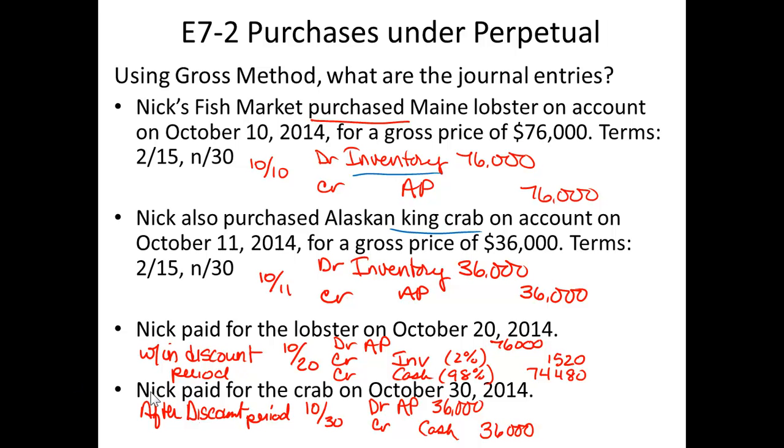Since he paid for the lobster within the discount period, notice he debits accounts payable, but the biggie that you want to look at is he's going to credit inventory because the inventory really didn't cost $76,000 because he got a 2% discount for paying early. So you reduce the inventory account by the amount of the discount and only pay 98%, which is the cash. But for the crab, because he paid after the discount period, he simply debits accounts payable and credits cash.